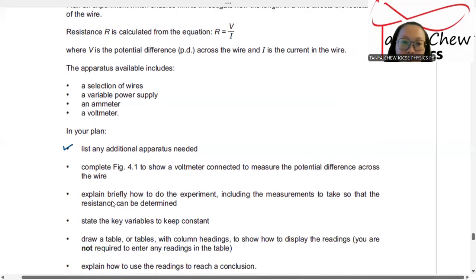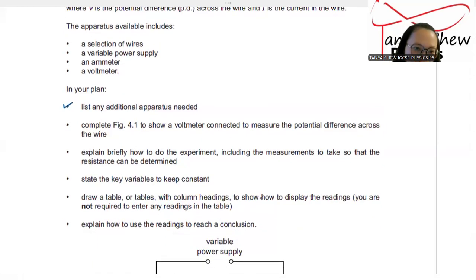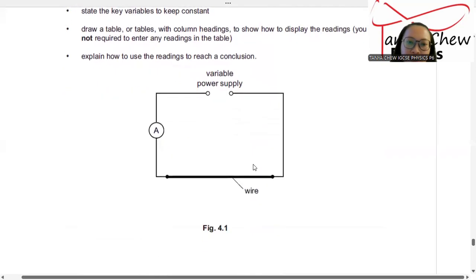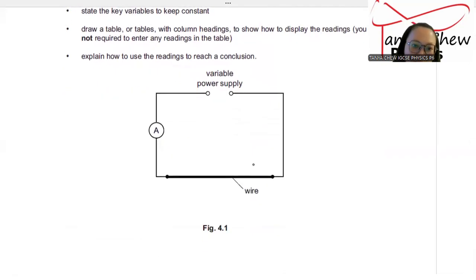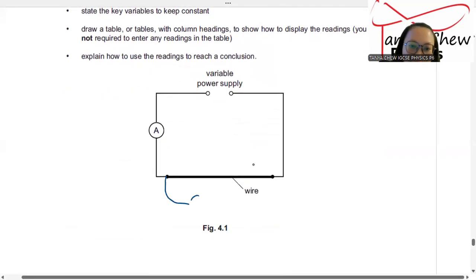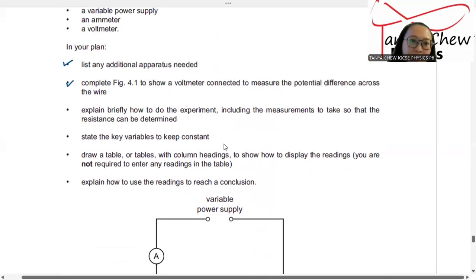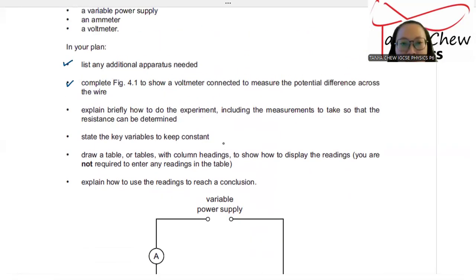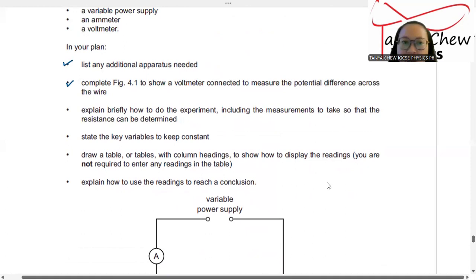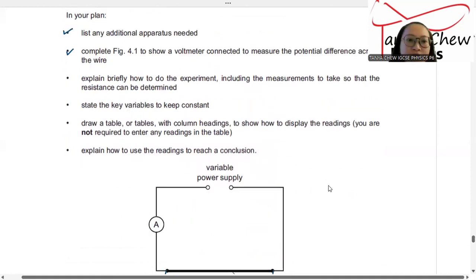Now, the second part, complete Fig 4.1 to show voltmeter connected to measure the potential difference across the wire. Right, so complete voltmeter measure across the wire. So I don't have to draw a diagram because they have already drawn the diagram. So this is my voltmeter. Okay, label this as a voltmeter. That's it. And the third, explain briefly. This is your method, including the measurements to take so that the resistance can be determined.